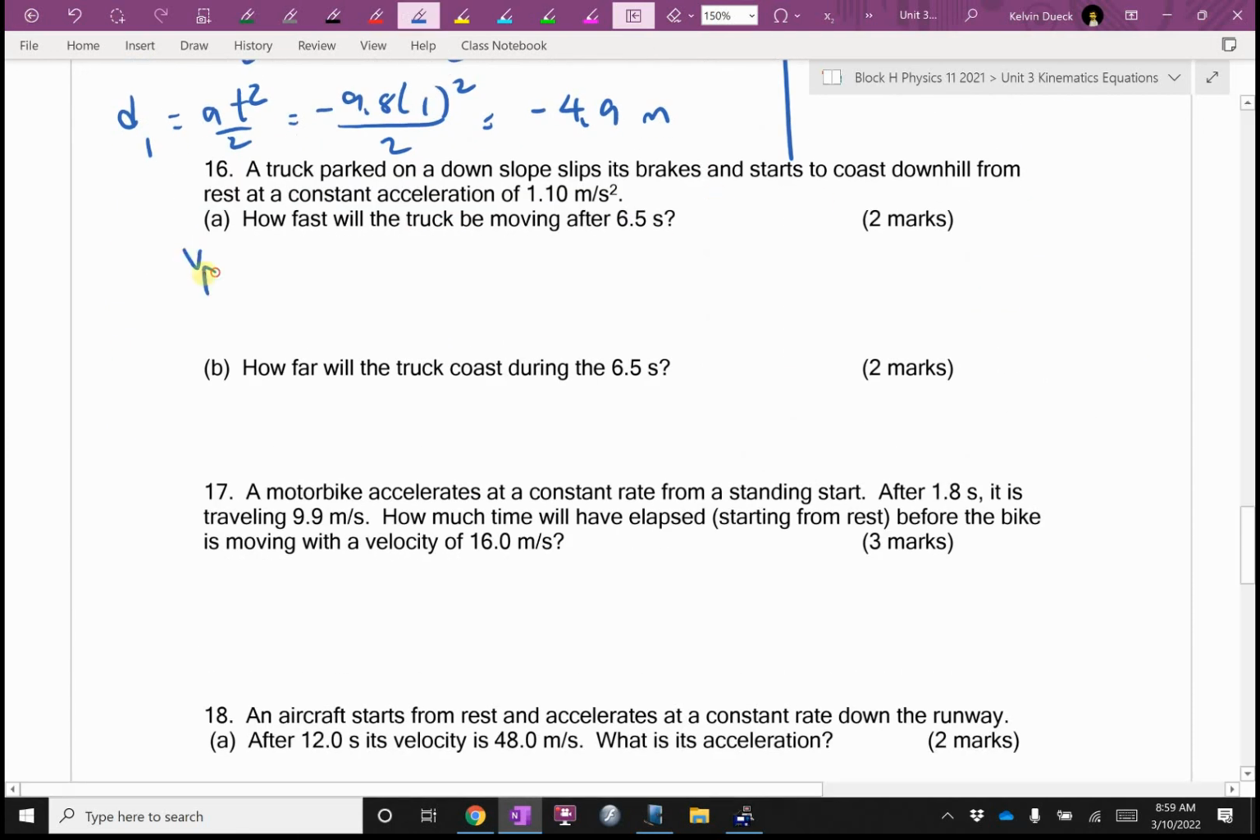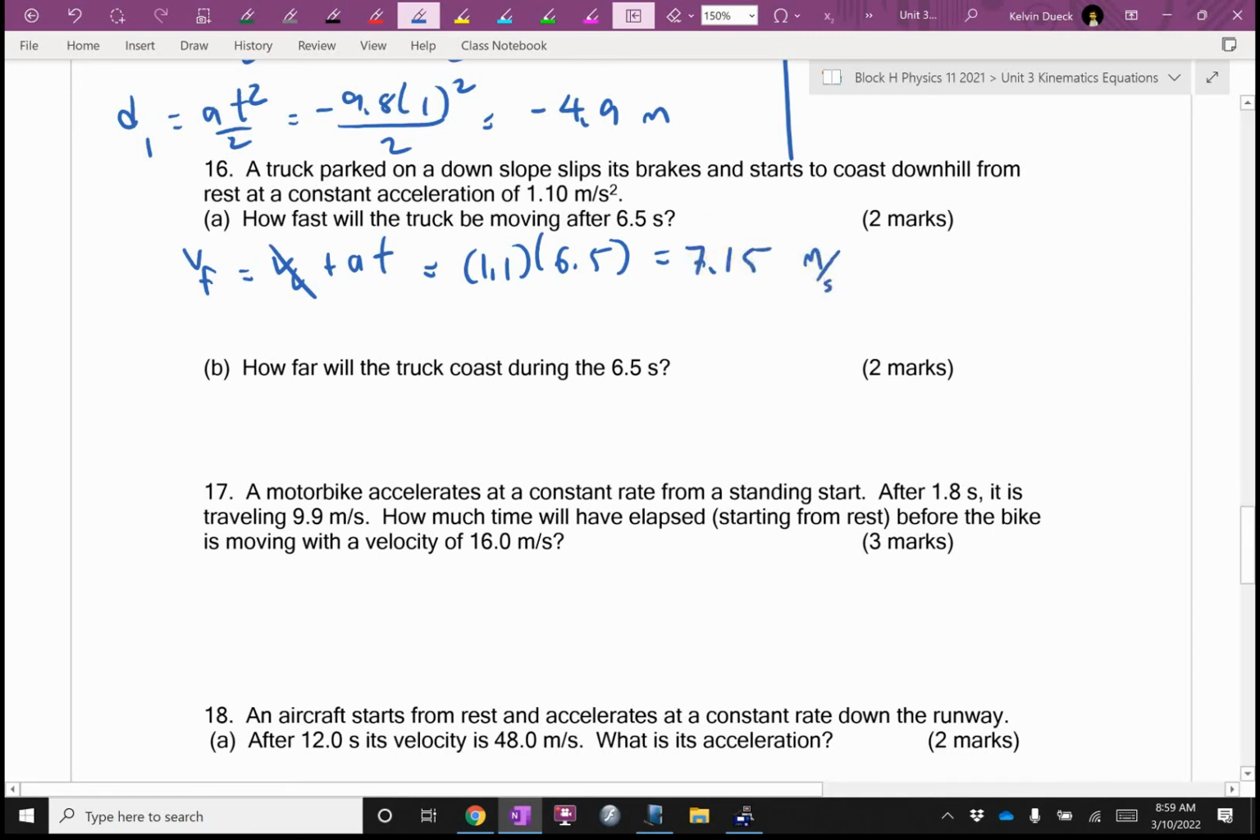16a, how fast? VF equals VI plus AT, I think is what I'm going to use here. VI is 0. It says it was parked. So it's going to be 1.1 times 6.5. I can do that in my head. It's going to be like 11 times 65. It's going to be 7.15. Is that right?